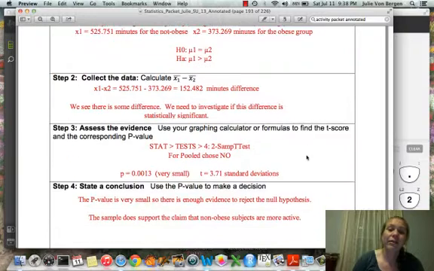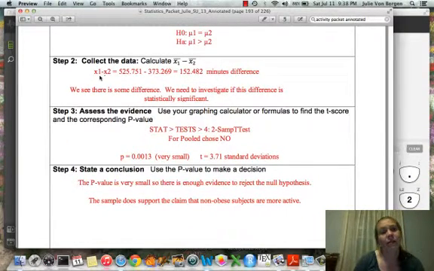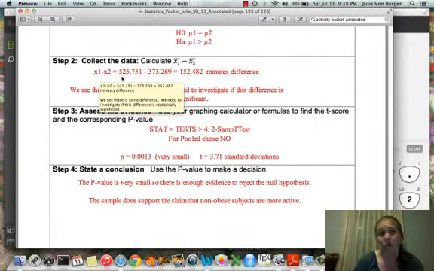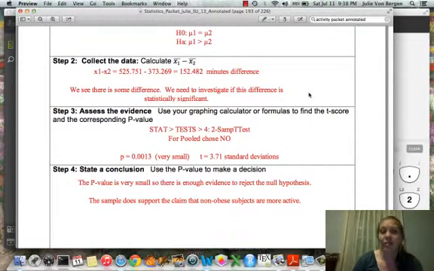So let's calculate the difference in sample means. So if we say sample mean 1 minus sample mean 2, we'll calculate 525.751, subtract 373.269, and we get 152.482 minutes difference. So we see that there is some difference. We need to investigate if this difference is statistically significant.